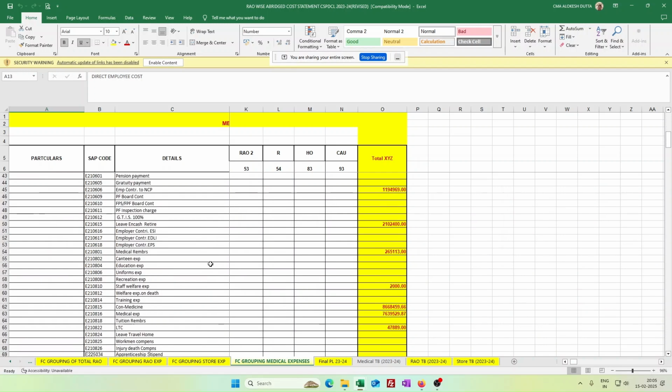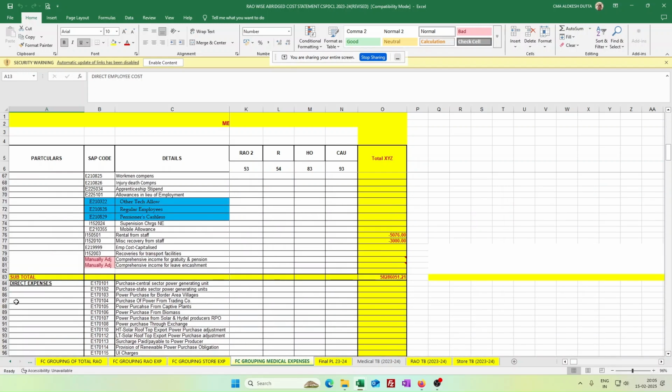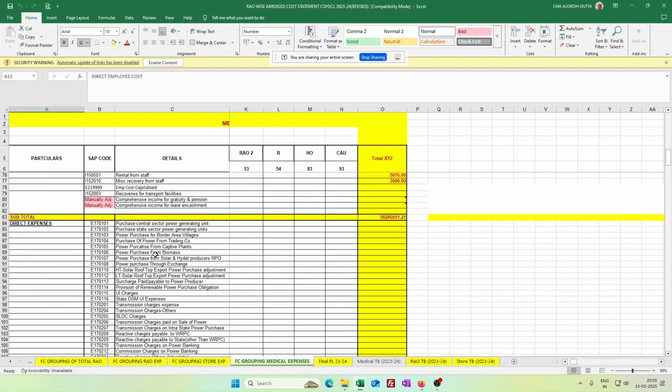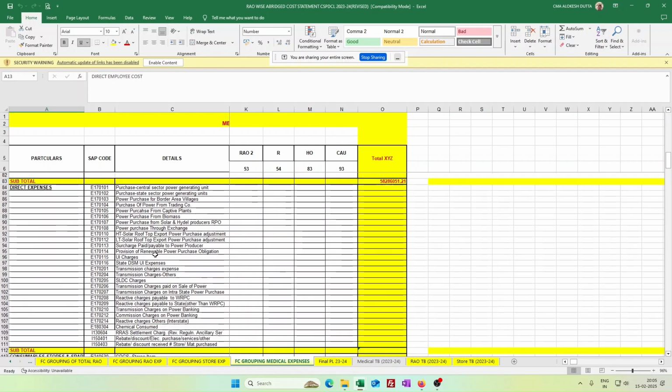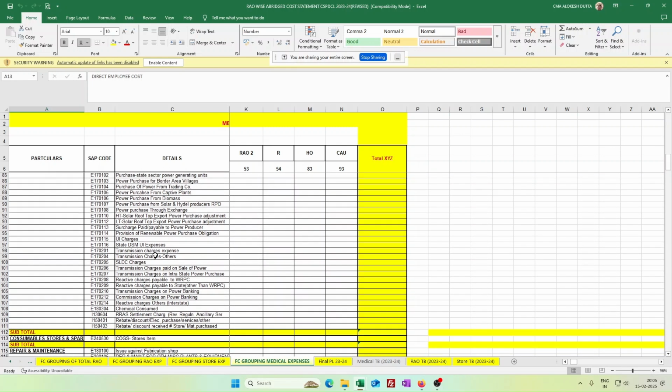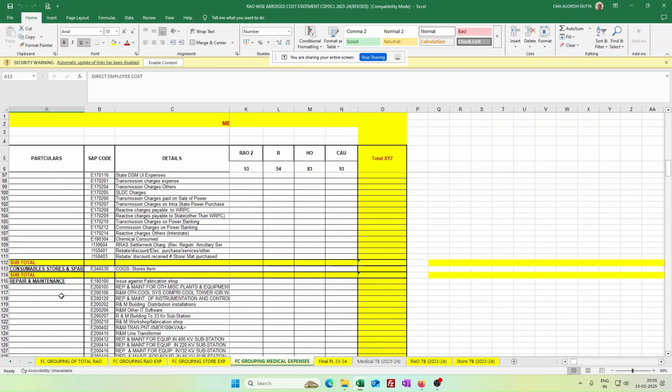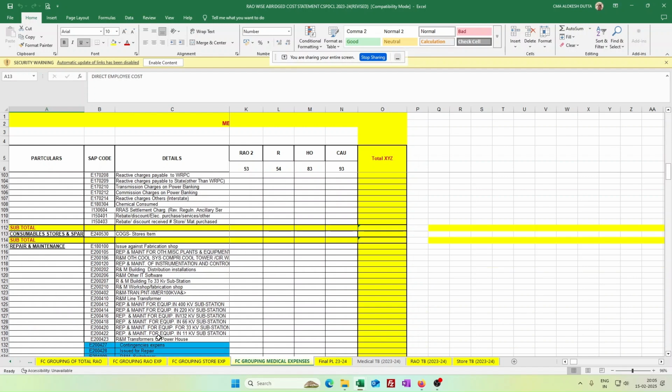Similarly, direct expenses are also grouped like this on the basis of CRA 1 and the cost accounting standard. Repair, consumables and stores, repairs and maintenance, like this. All the headings of the average cost statement, that is B2 or C2, have been grouped and mapped from the total trial balance.